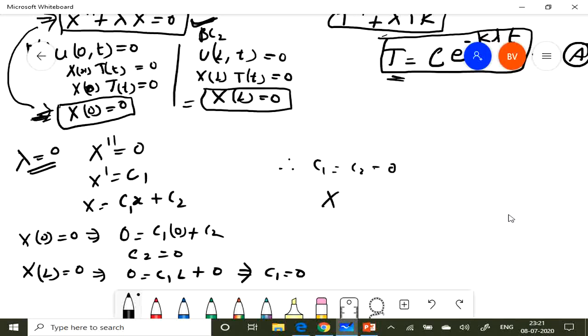Therefore c1 and c2 both are 0. Therefore X is 0. Therefore u of x comma t will be 0 whatever the value of t. Isn't it? It's not a solution. So when lambda is 0, the solution u for the original heat equation is 0. This is a trivial solution. This is not our solution. So let's think of the second case: lambda is negative.